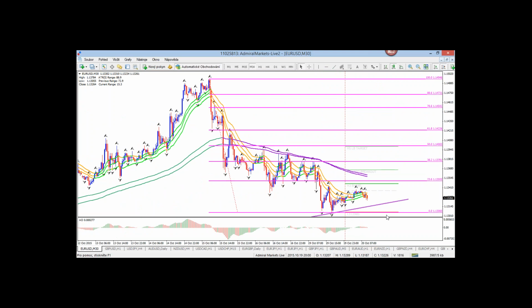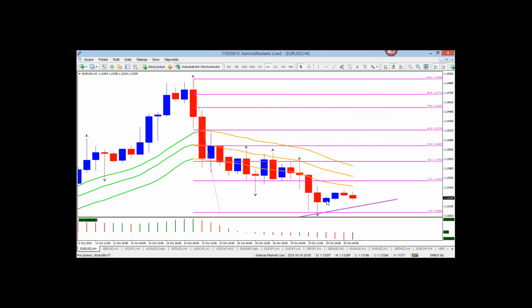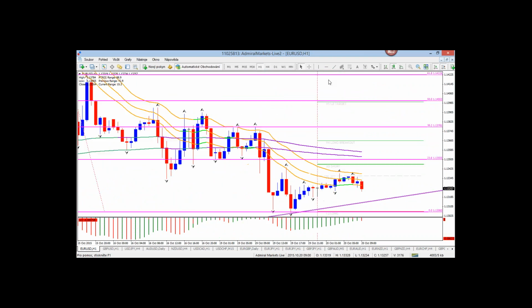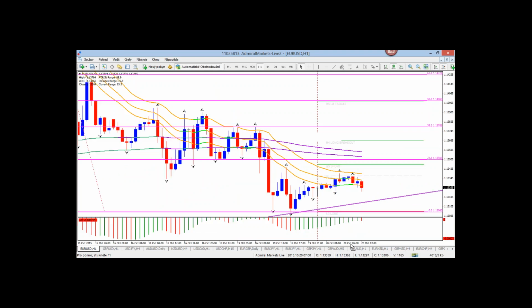All right. Maybe. Let's take a look. 4-hour candle. Let's see. 4-hour chart. Sorry. 1, 2, 3, fourth candle.